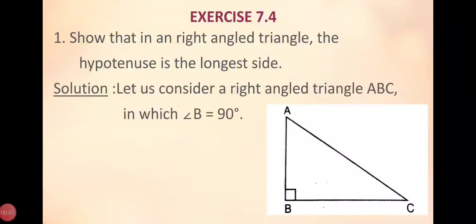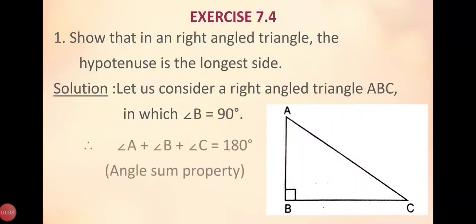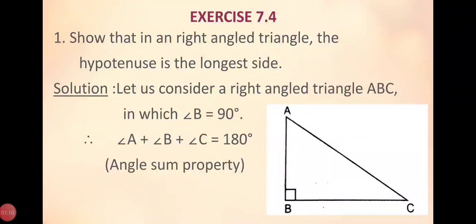nothing is given. So first let us consider a right angled triangle ABC in which angle B equal to 90 degree. You can see in the figure that we have taken triangle ABC, which is a right angled triangle, and angle B is 90 degree. Therefore, angle A plus angle B plus angle C equal to 180 degree. We have learned angle sum property, which states that the sum of all the three angles of a triangle is 180 degree.